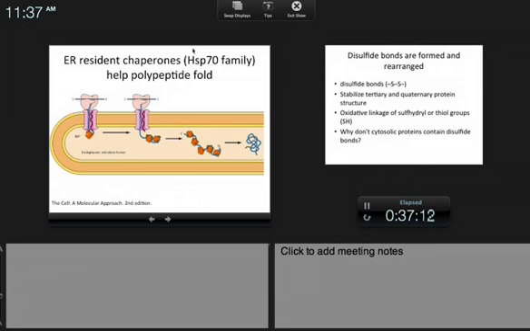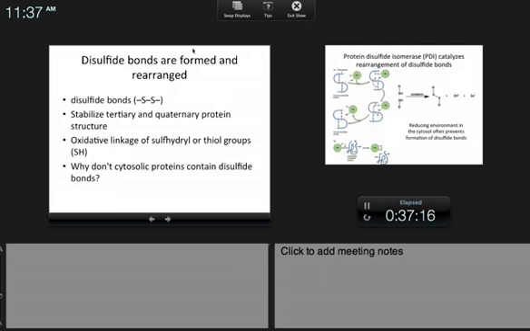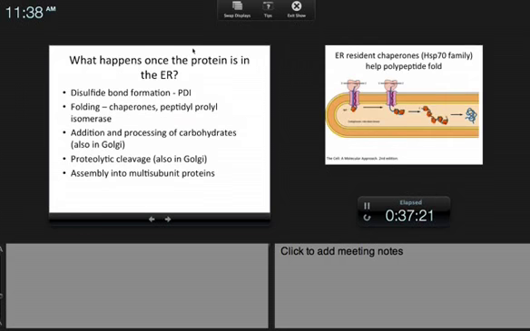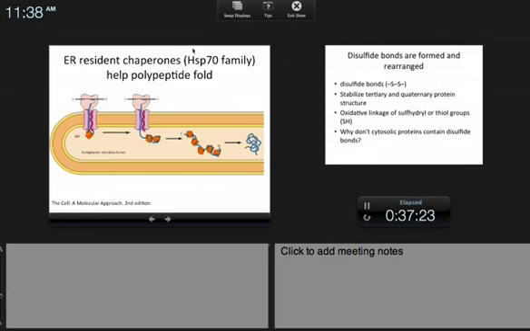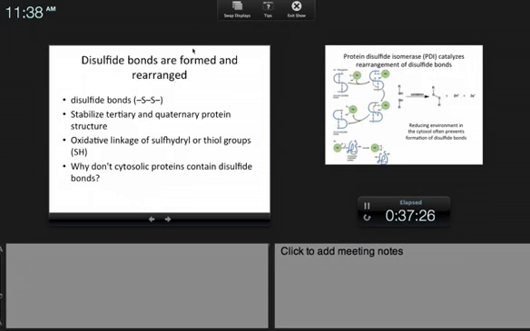Okay, disulfide bonds. So I'm going through this list of things that happen in the ER. Sorry, I got distracted by myself. Disulfide bonds. Those are basically SS, disulfide bonds. It's an oxidative linkage of sulfhydryl or thiol groups. They stabilize the protein structure. They're involved in protein folding and making that tertiary quaternary structure. That happens in the ER.